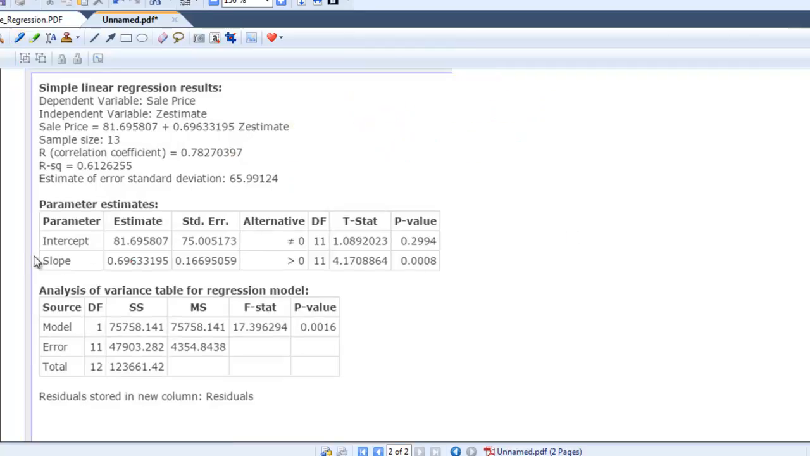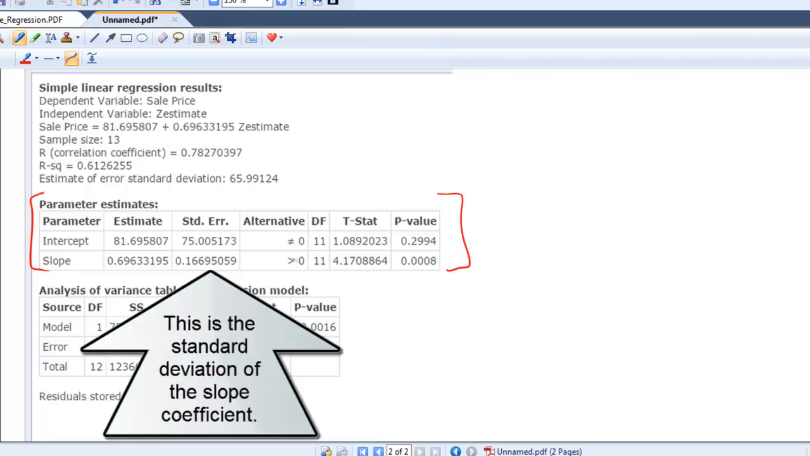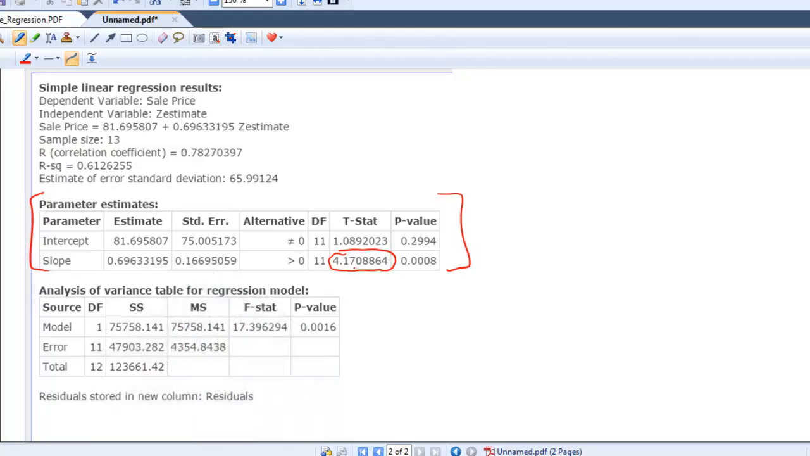So there is where the inference takes place, right? Our alternative is a greater than alternative. There's your test statistic of 4.171, right? And there's your p-value for the slope, 0.0008.